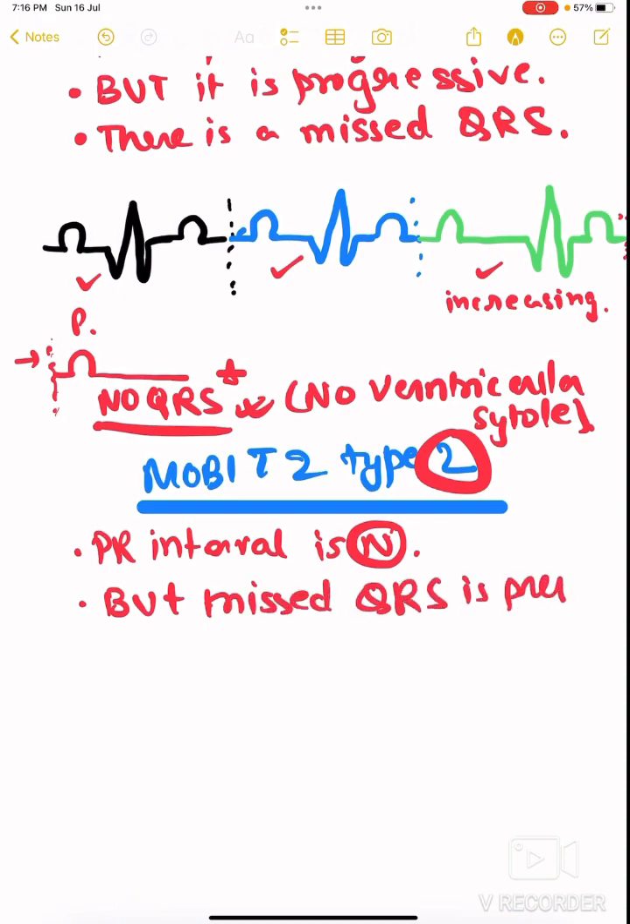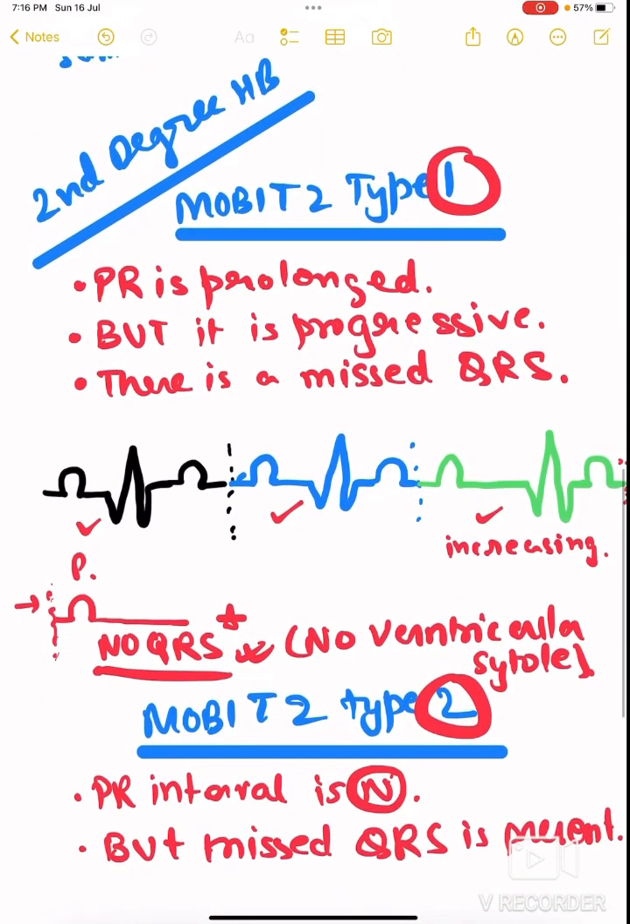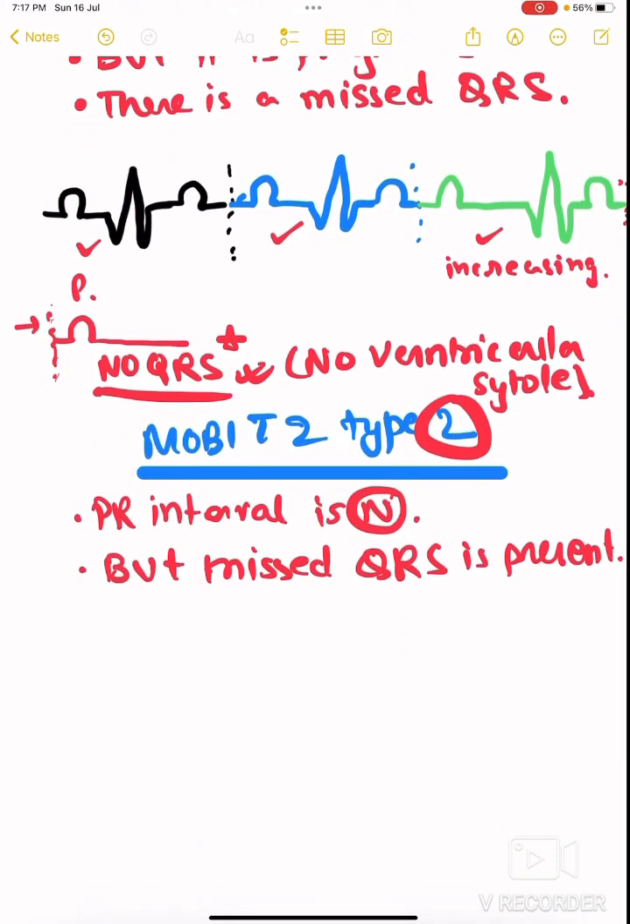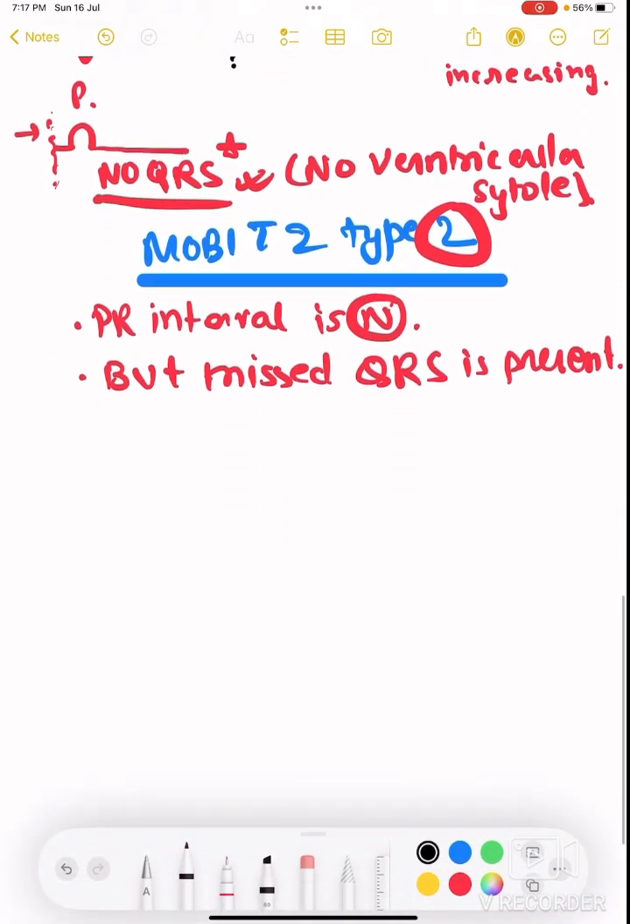Missed QRS is present, which means that, as we saw in Mobitz type 1, the PR interval was actually increasing, and then one time came when there was so much increased PR interval that it didn't generate a QRS complex, right? But in Mobitz type 2, there is no PR interval change, and you will get a missed QRS even without an increased PR interval. So that's why it is interesting, right?